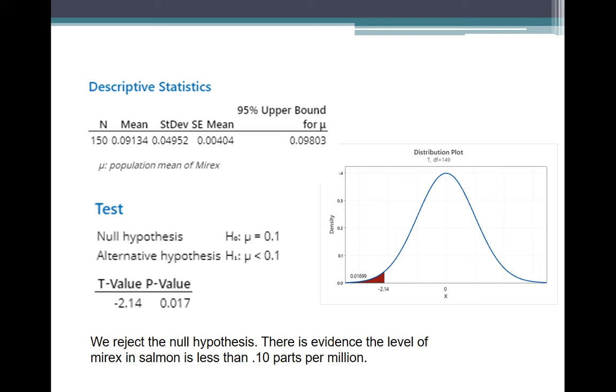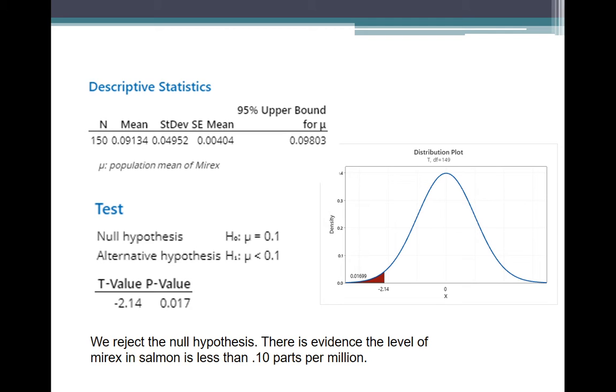I would draw the picture. Always draw the picture. There, I drew the picture. And at negative 2.14, the area... Oh, I drew the wrong picture. No, I did draw the right picture. The area down below here is 0.017. And that's what's called the p-value.